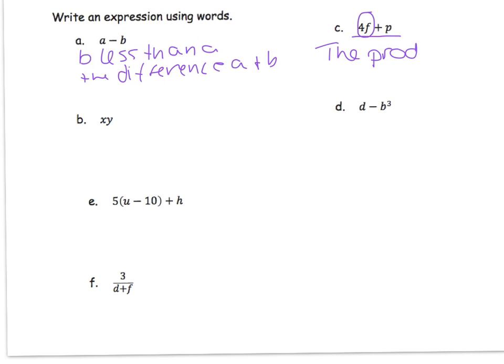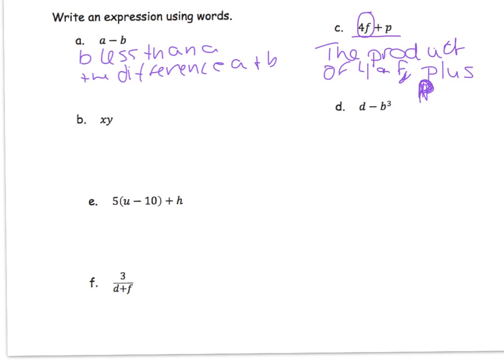the product of 4 and F plus, comma, plus P. And the reason I'm going to put the comma in there is I don't want someone to think that it's the product of 4 and F plus P. So the plus P comes after. So I'm going to write that comma in there. Or I could have written 4 times F increased by P, as long as I had that comma in there.